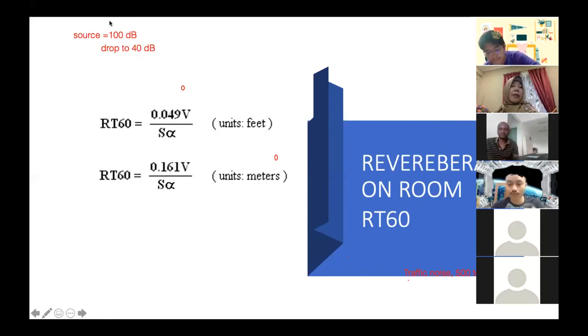Because if you want to measure reverberation time, we have special equipment. We need to rent it, and the equipment is very expensive. That's why we don't have that. I think in the faculty, the School of Electrical has that equipment, but it is very sensitive. But we can still calculate using the equation given here. If our measurement is in feet, then we use RT60.049. If our measurement is in meters, then we use RT60.161. I think for the PSM students, you need to calculate this. PSM students, this RT60.